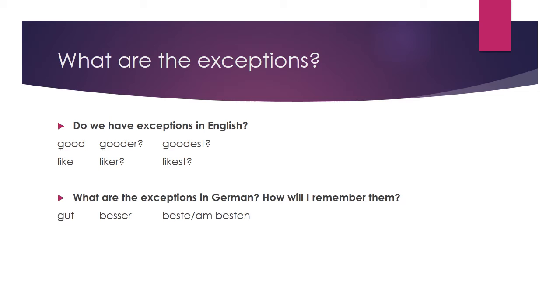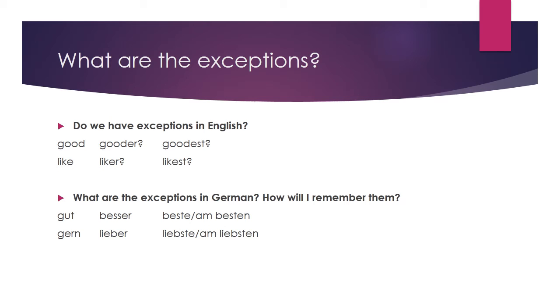So let's have a look at gut. We don't say guter and gutesten. We say gut, besser, am besten, or beste. And you can see there that is very similar to that English pattern that we have. German and English are related, so these sort of common things do come up. With our like, that is another one of them.